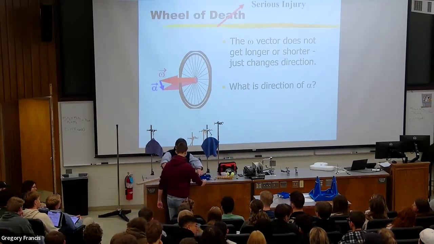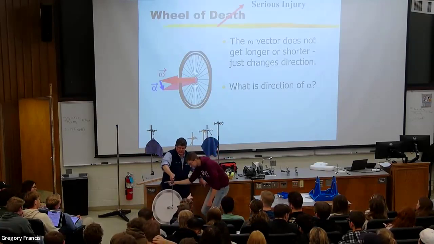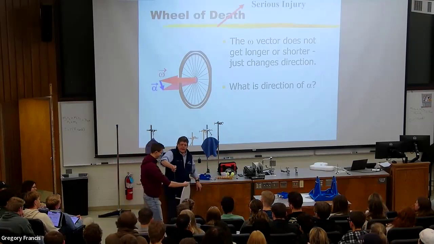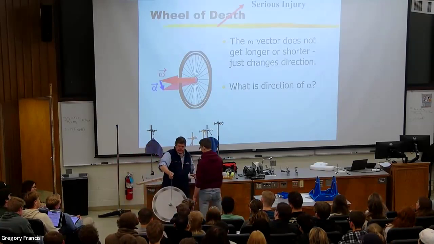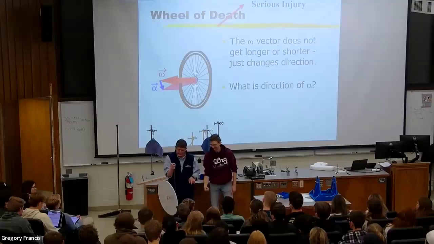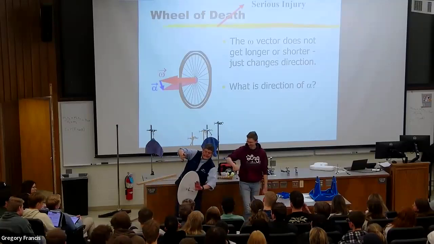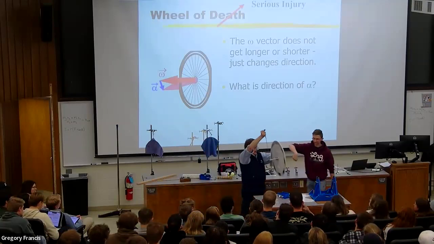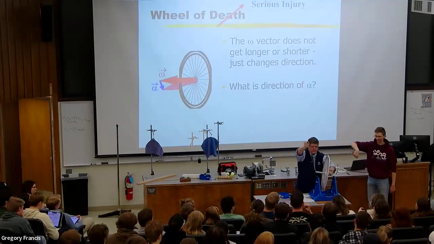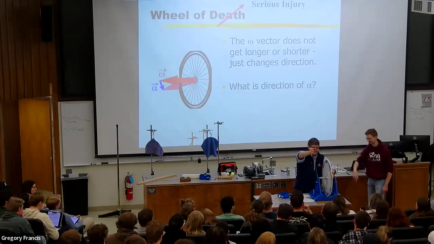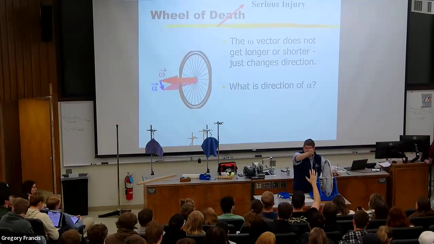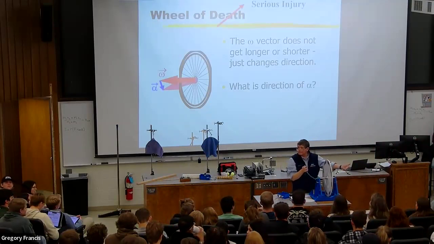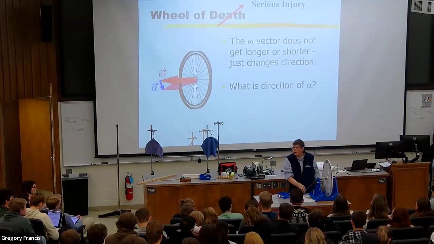I told you to take the picture there. What direction was his finger? Now I'm going to take the picture there. Okay, and the alpha vector is away from you. Does that help? The alpha vector is always going to be perpendicular to the omega vector. It's going to be in the direction it's changing.